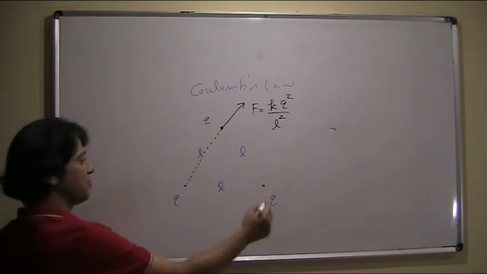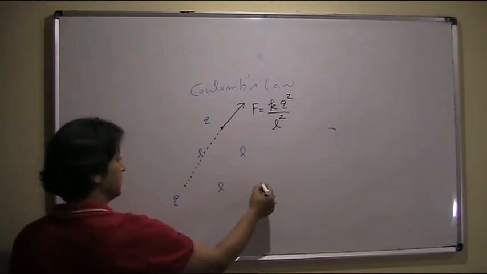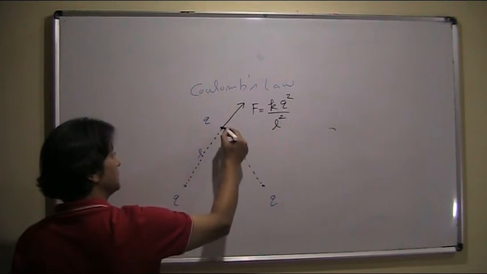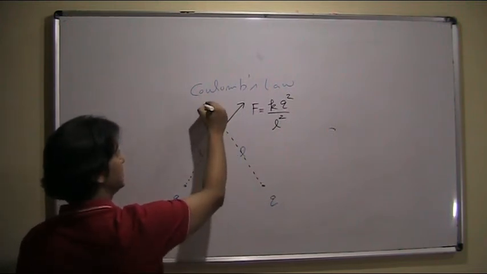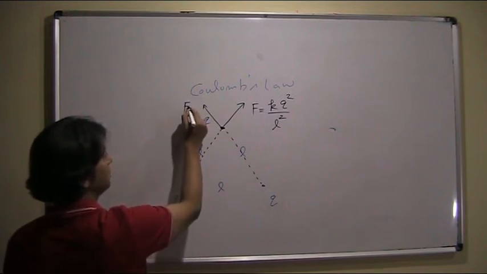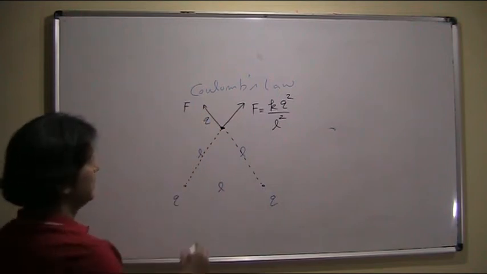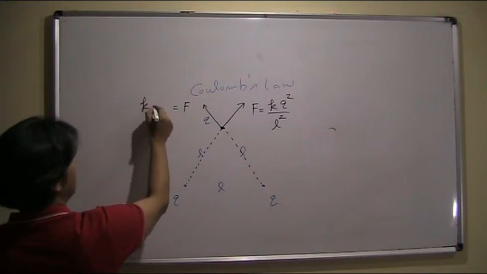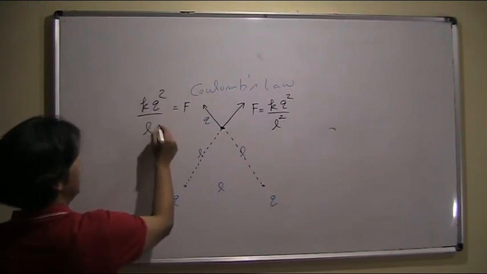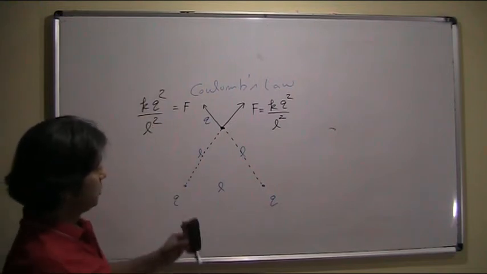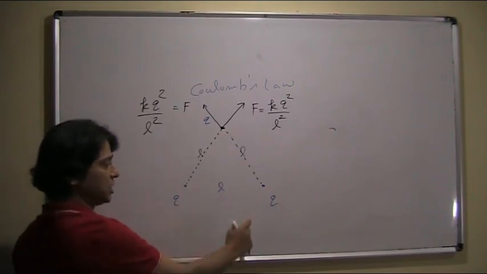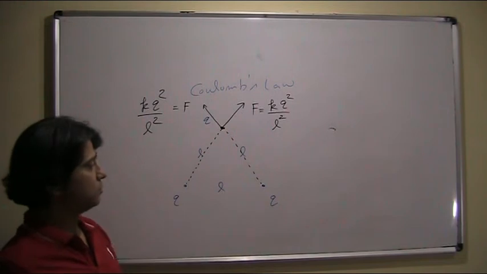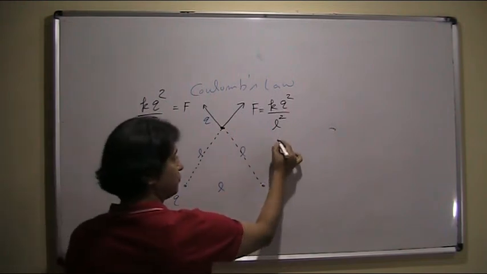Similarly, force coming from the other Q. Since we have the same separation of L, this force is also of the same magnitude F, which is nothing but K into Q square divided by L square. So these are the two forces coming on this third charge Q from these two bottom charges, Q and Q.